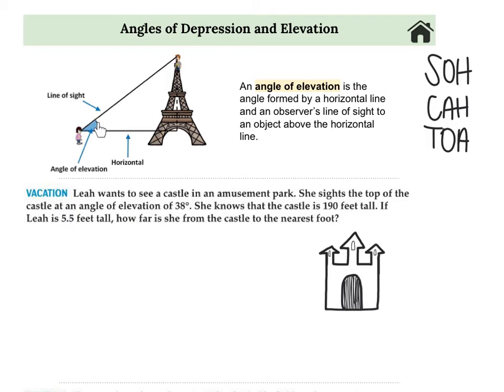So the angle of elevation is going to be the angle formed by this horizontal line and the observer's line of sight to an object above the horizontal line. If this individual is looking straight across at this Eiffel Tower, we create this horizontal line that's parallel to the ground. But as the individual looks up or elevates their line of sight, they create this angle, known as the elevation. That determines the new line of sight. As they look higher up, the angle gets bigger. Let's look at some examples.